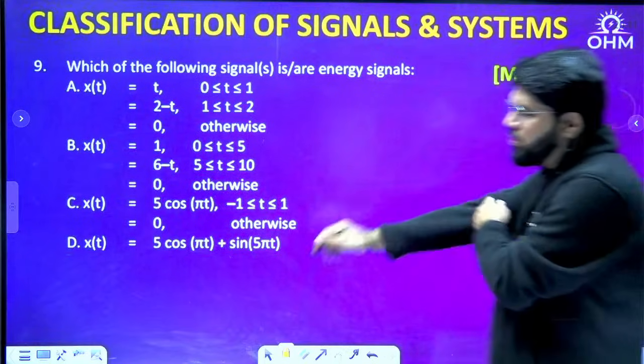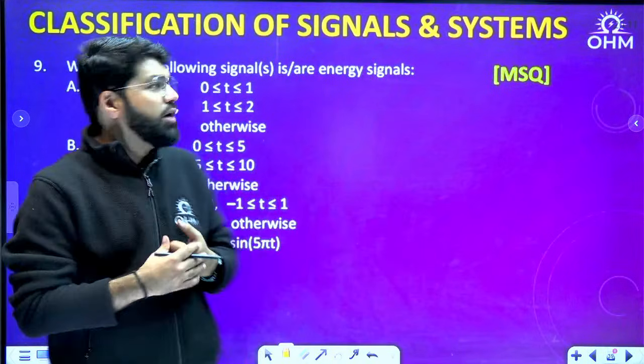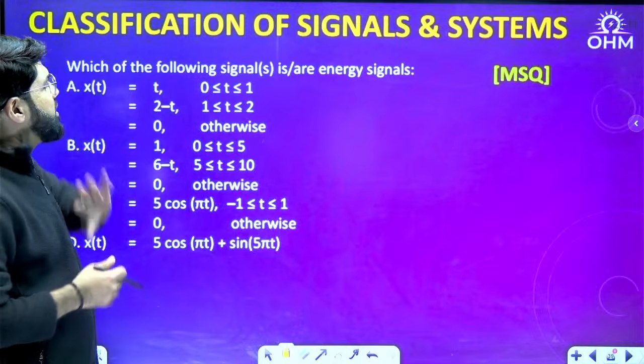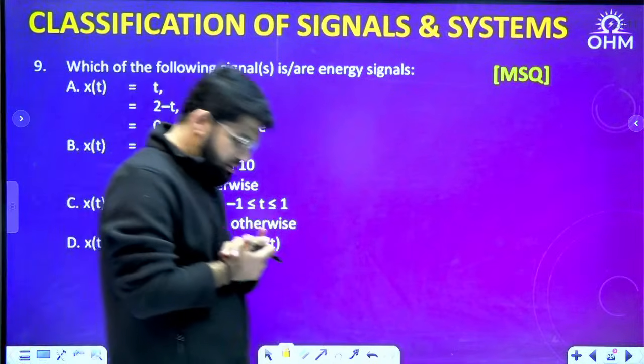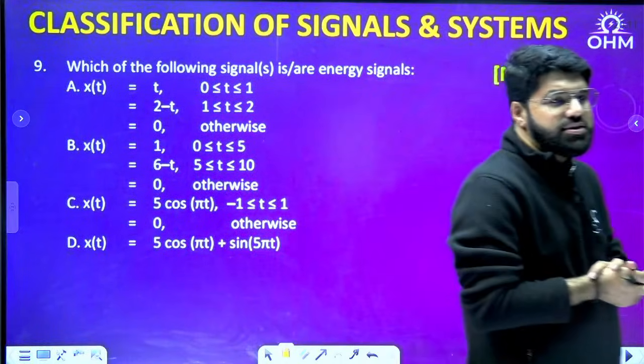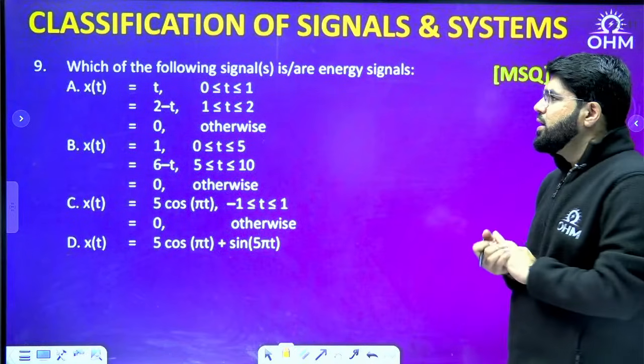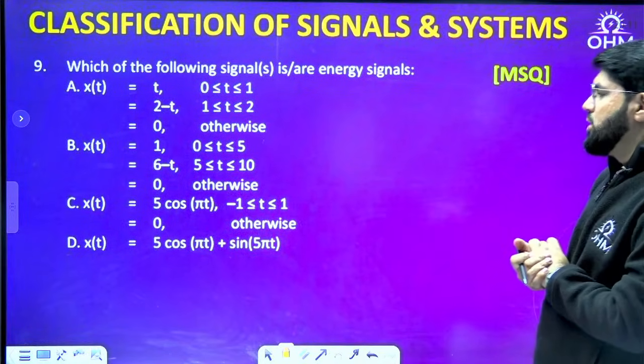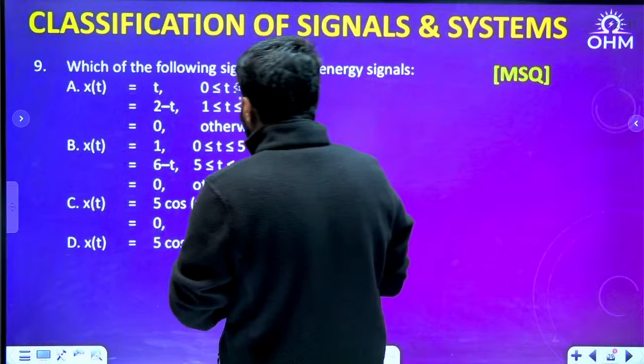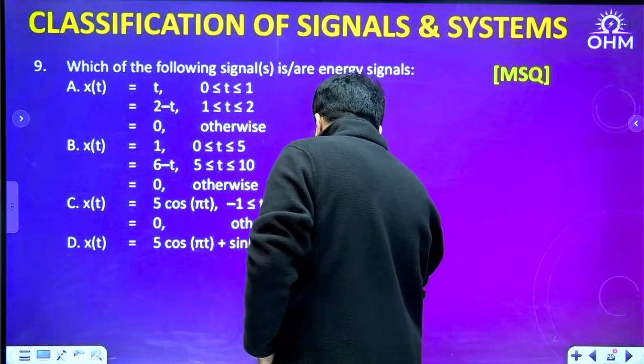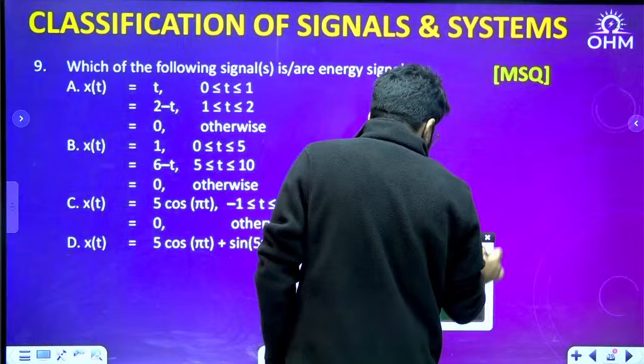Okay. Now going back to the 9th question. Which of the following signals is or are energy signals? Option A: x(t) equal to t. x(t) is defined as t for t from 0 to 1. Let me draw x(t), a quick sketch of it.